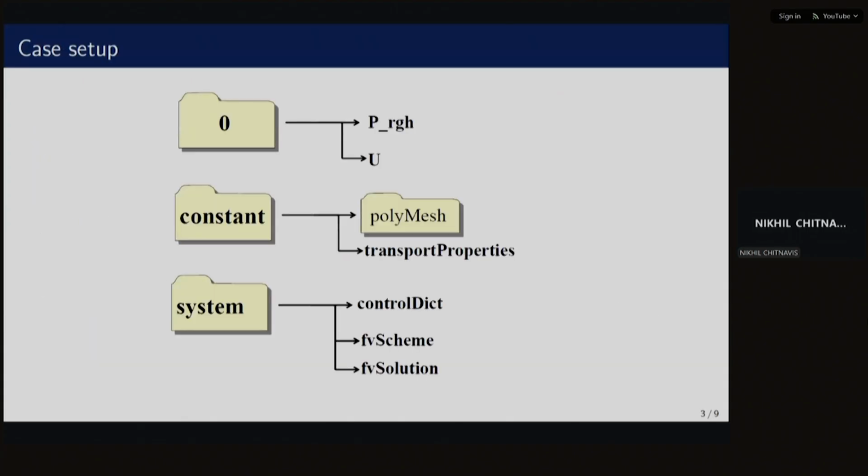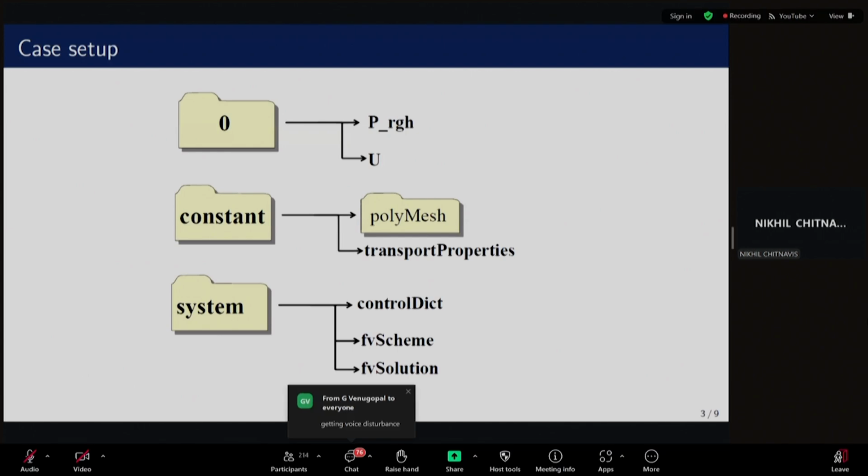So starting with the setup, I will not go into much detail, as these things have already been covered by Ivan in the previous session. Starting with the zero folder, which consists of the boundary conditions or the variables, that is the pressure and velocity. Apart from these two variables, for the multiphase flow, alpha, which is nothing but the phase, is one additional variable it is going to solve, and the additional equation also.